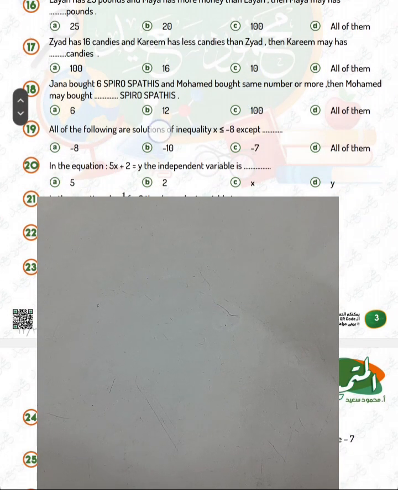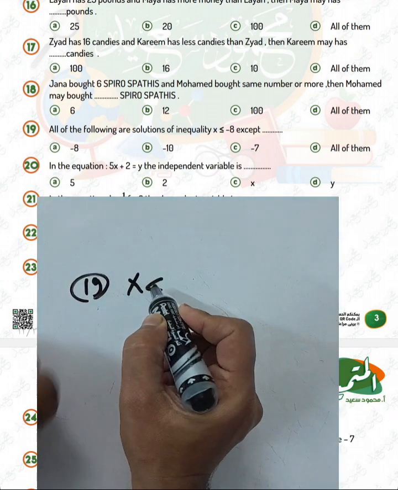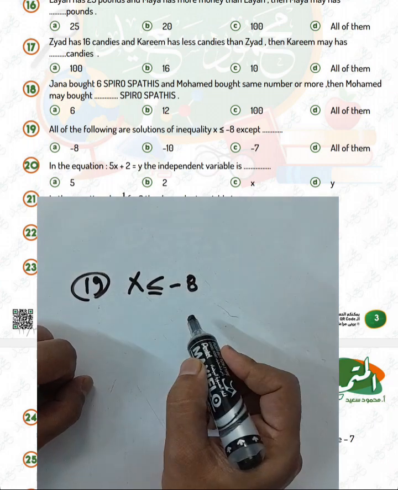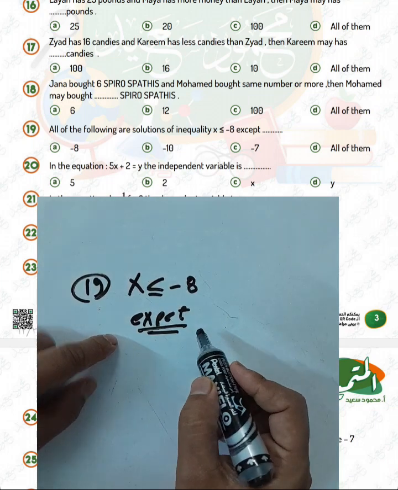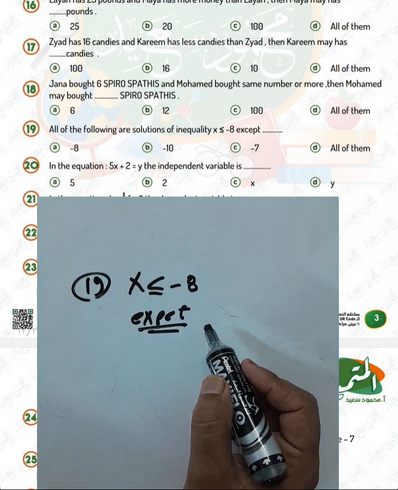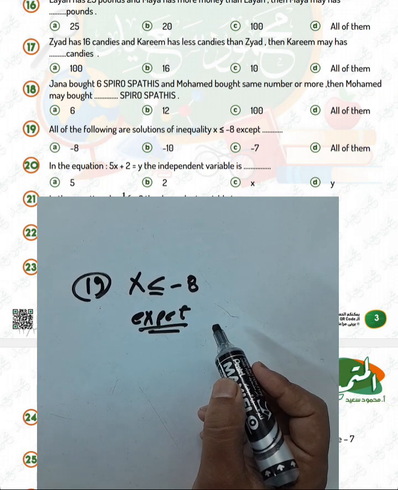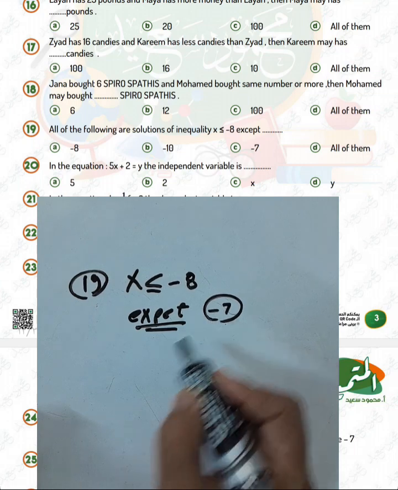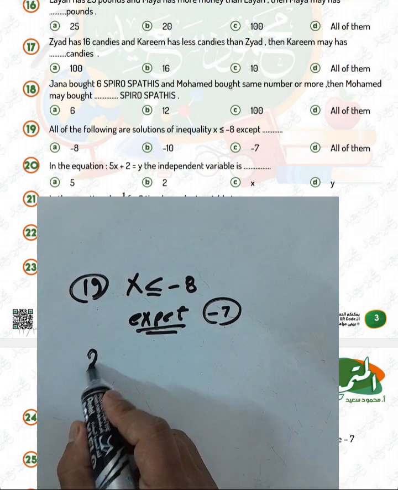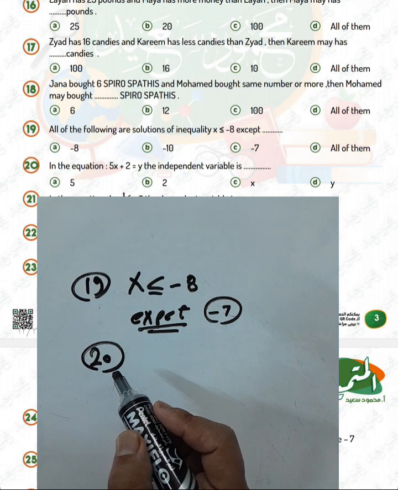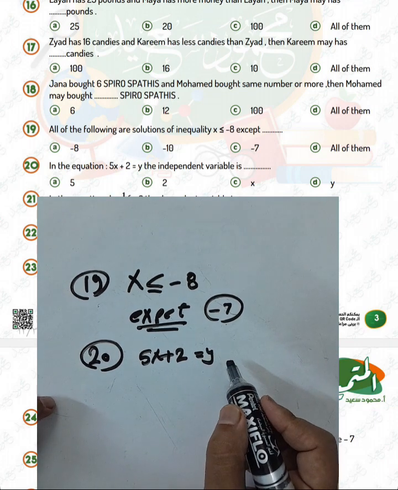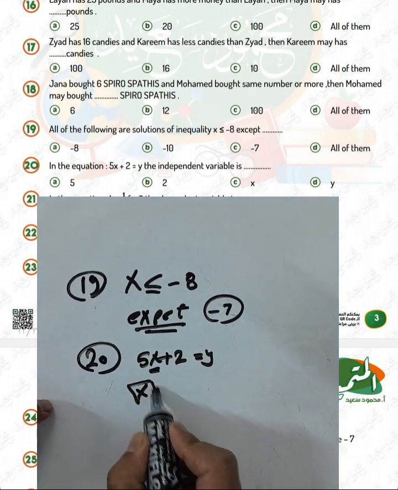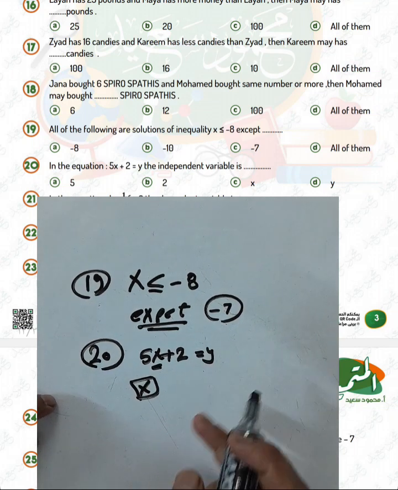All the following are solutions to the inequality x less than or equal to -8, except what? We know -8 is a solution and -10 is a solution, -7 is not a solution. Choose -7. Okay, question 20. In the equation 5x plus 2 equals y, the independent variable here will be x. X we call independent and y we call dependent.